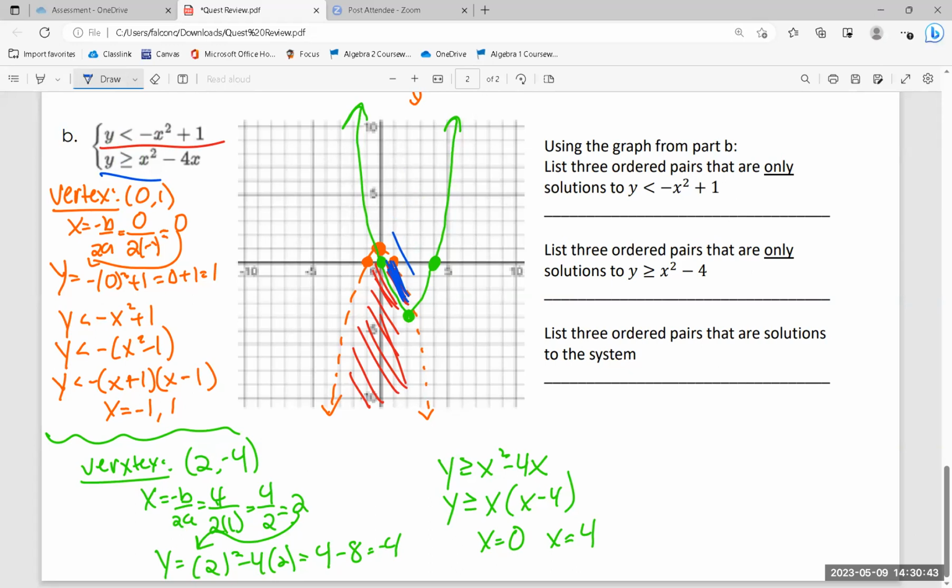So we don't want this. And we don't want this down here. So we want this middle part in between the two parabolas, because that would be less than the orange one, but greater than the green one, right in the middle.